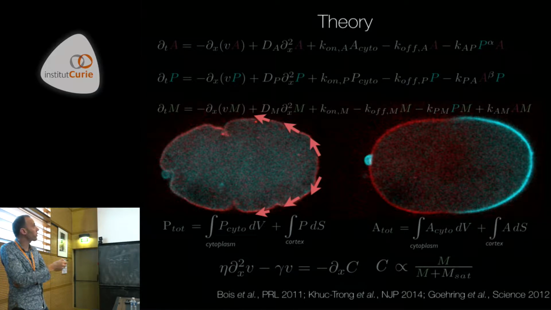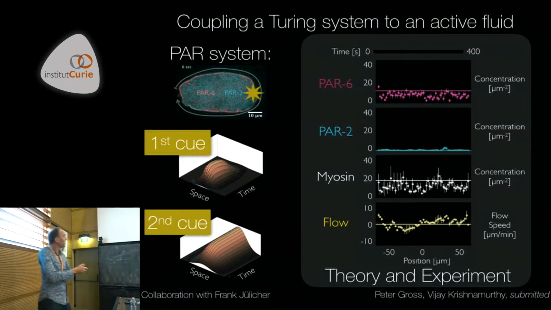Okay, so there's three essentially reaction, diffusion, advection equations for the three species, and then there's conserved amounts of proteins, and then there's this force balance, surface mechanics, active flow, active fluid type of description, where again this active tension is proportional to myosin concentration. Okay, and now this is the full data set.